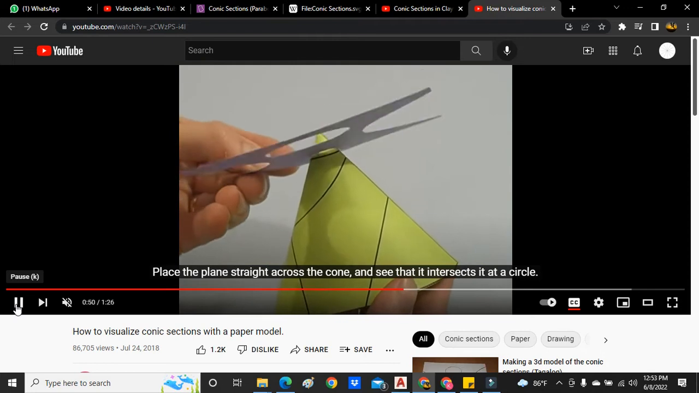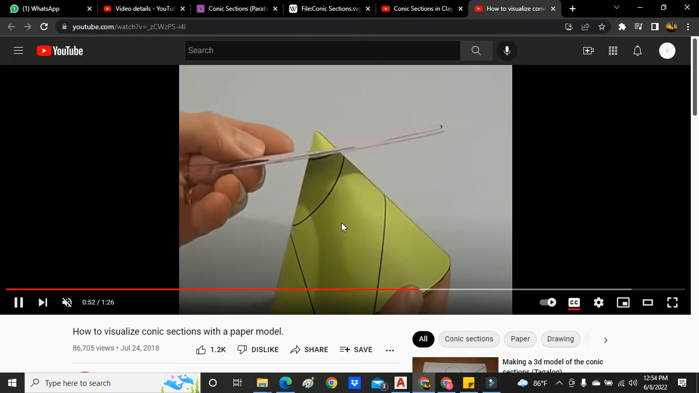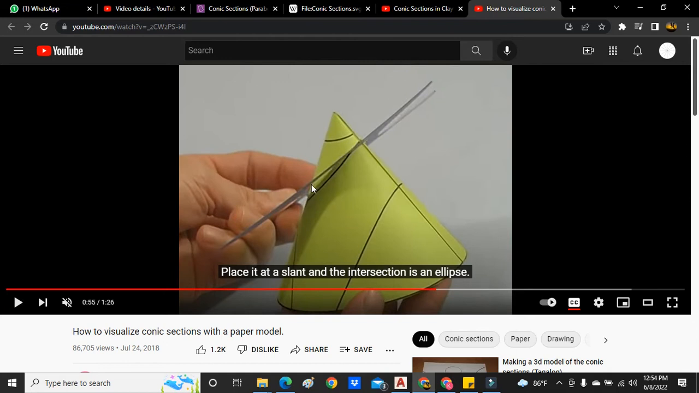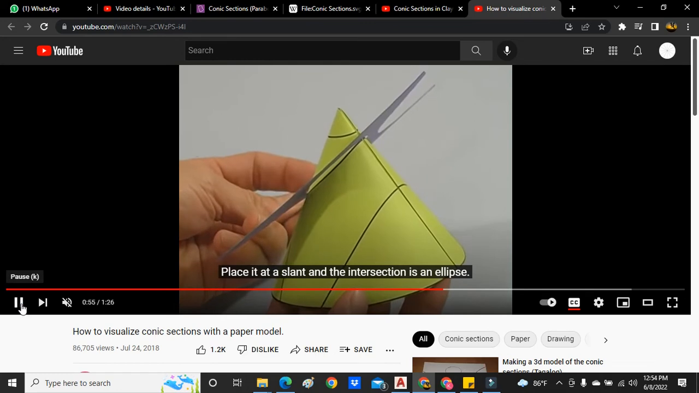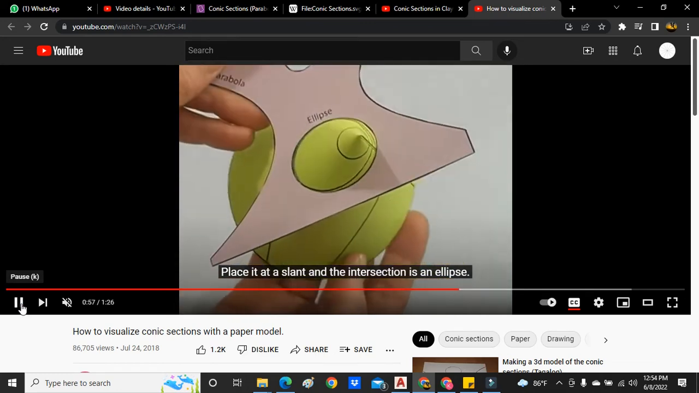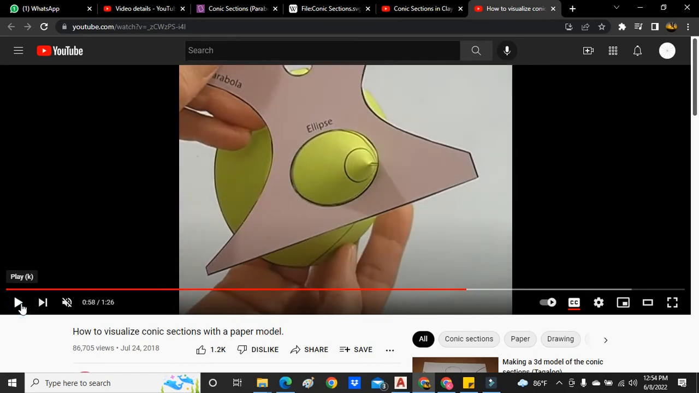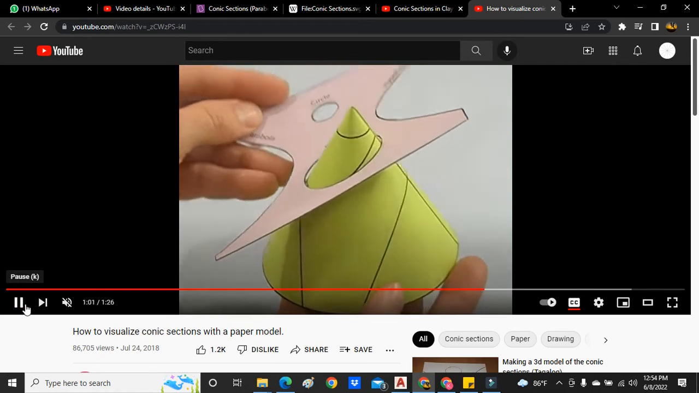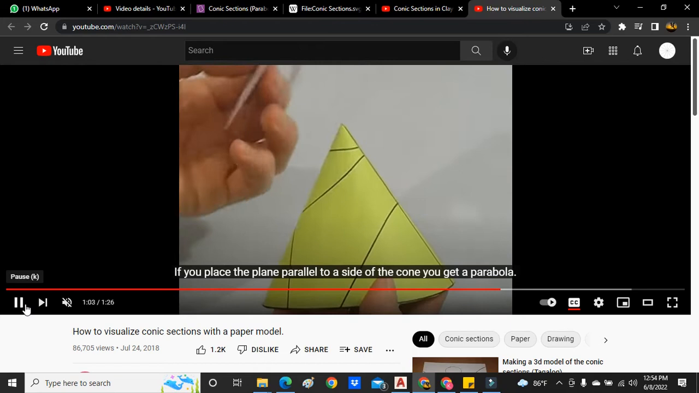Circle. All right. So the next thing here is, if you cut it at a particular angle, right, it's slanted. Look at what shape you're going to see here. An ellipse. So we're going to move on to two more shapes now.